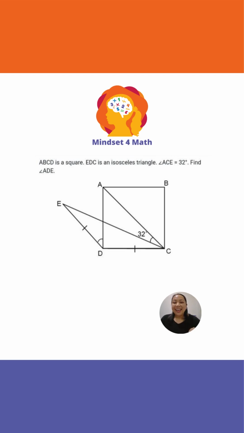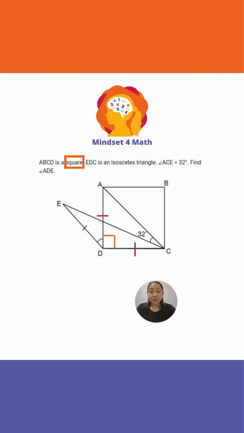Let's begin. ABCD is a square. EDC is an isosceles triangle. Angle ACE is equal to 32 degrees. Find angle ADE.